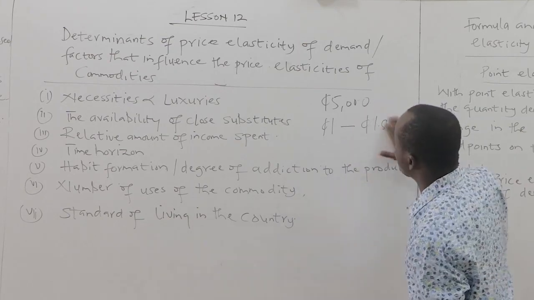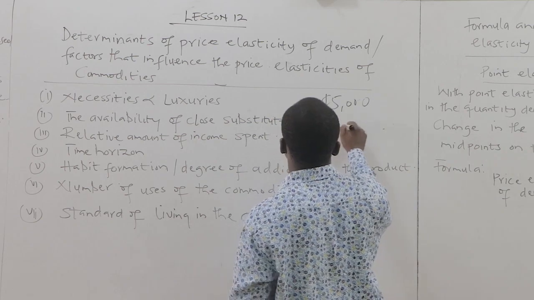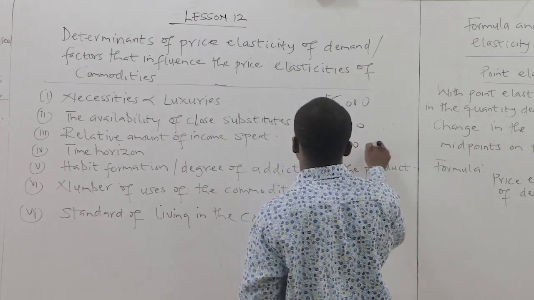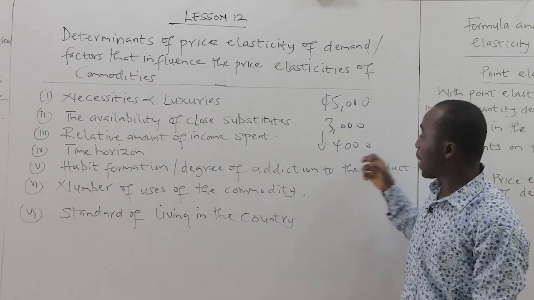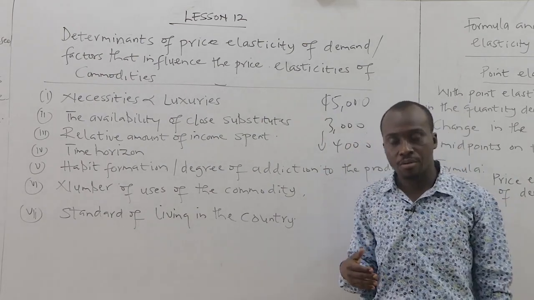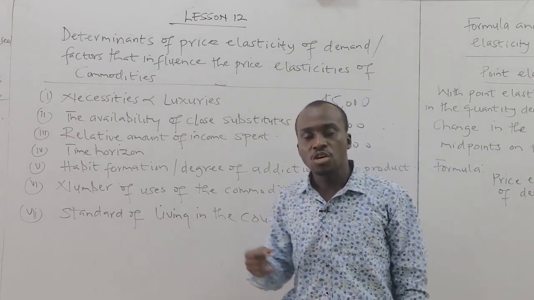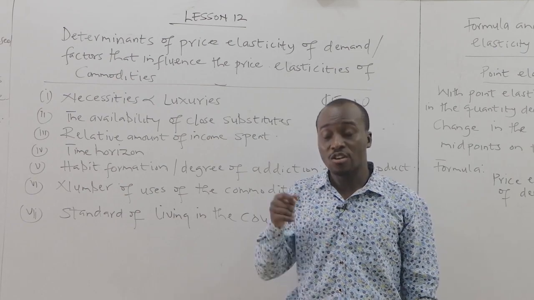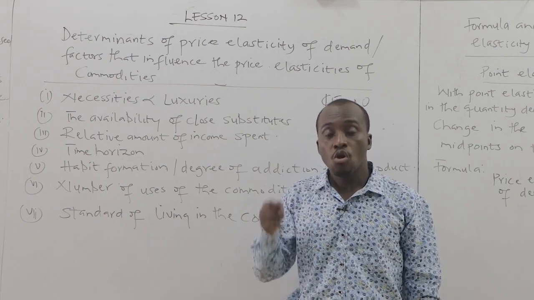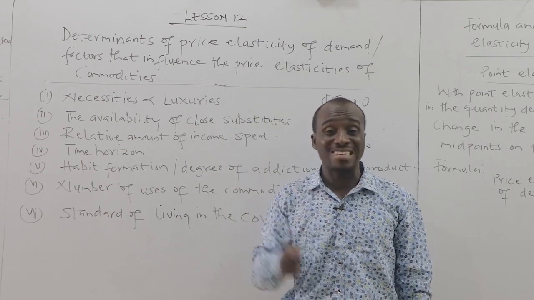If I earn 5,000, I'm going to buy a product. The product is 3,000. When the price moves from 3,000 to 4,000, I'll be very mindful about the increase in price. Why? If I buy the product, it takes almost all my salary. So a commodity that takes a higher chunk of your income tends to be elastic. You become very sensitive to changes in price.